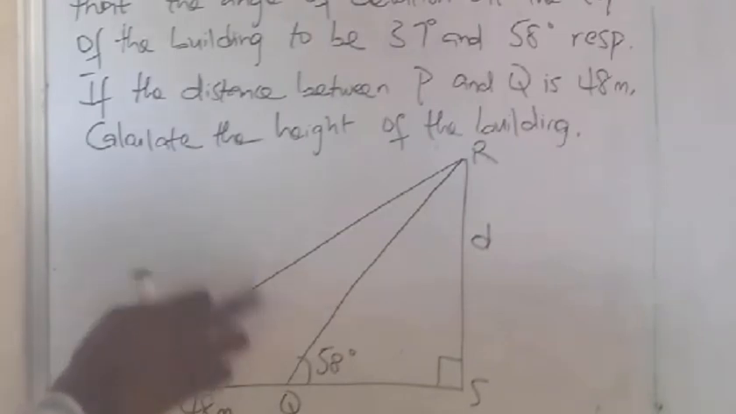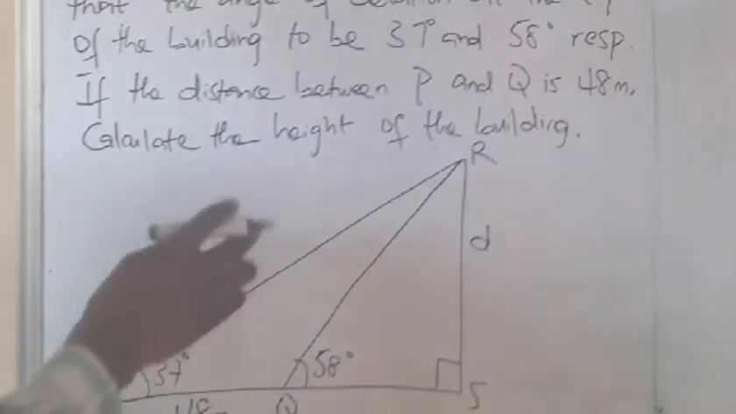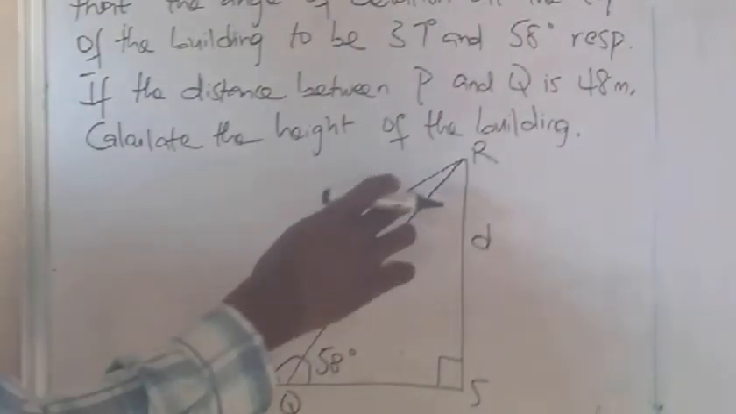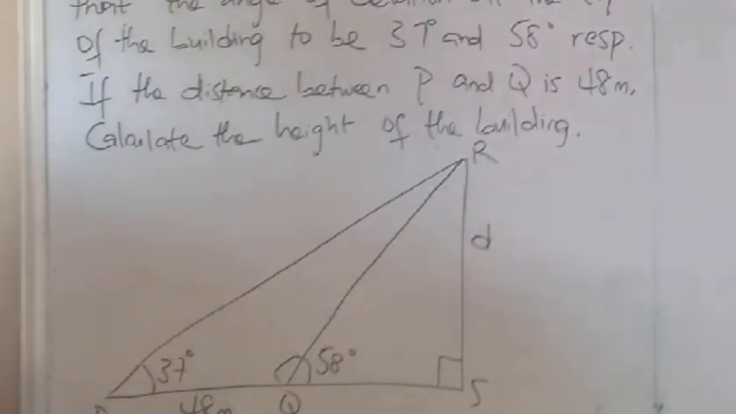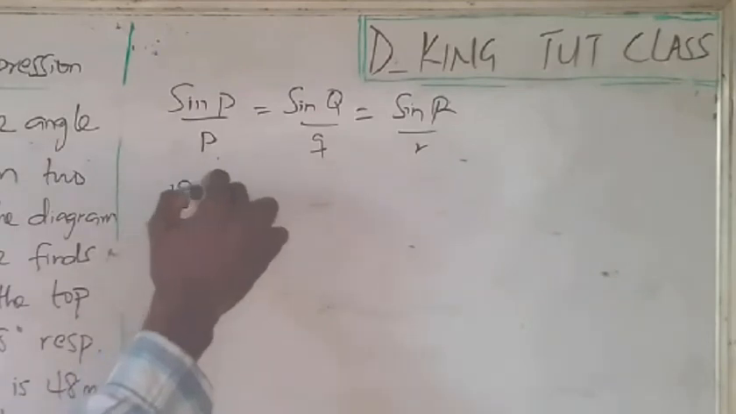Now, I must have a side and its respective angle complete. Then I can get the other side. So to get this side, as simple as saying, get this angle first. Then I can get this side. How do I get this angle? That becomes 180 minus 58.